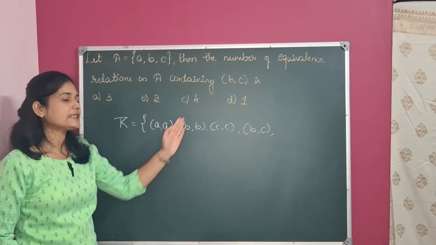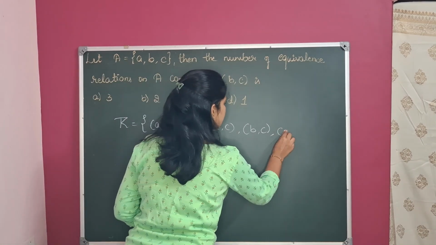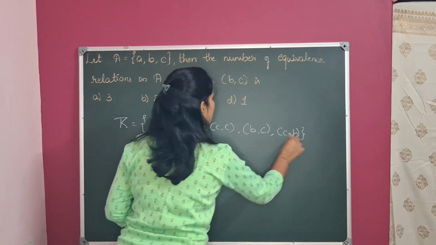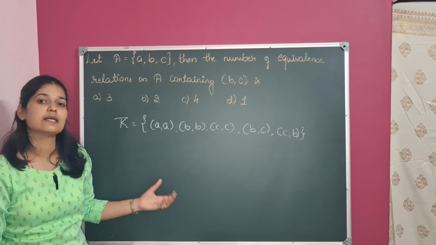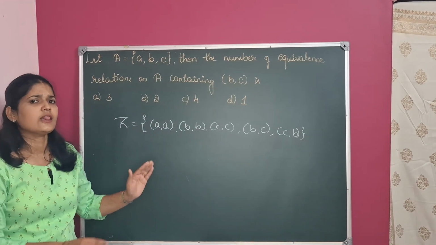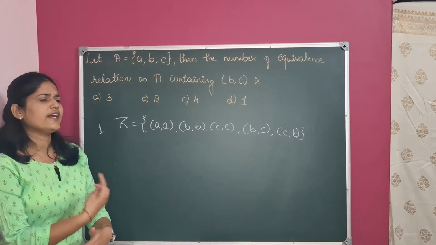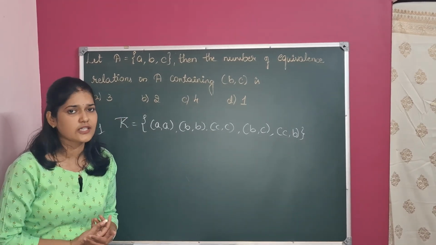So for this relation to be an equivalence, we must have (C, B). Then only it satisfies the symmetric condition. So this is one of the equivalence relations. Now, so we got one equivalence relation. Now let us check how many equivalence relations there are.